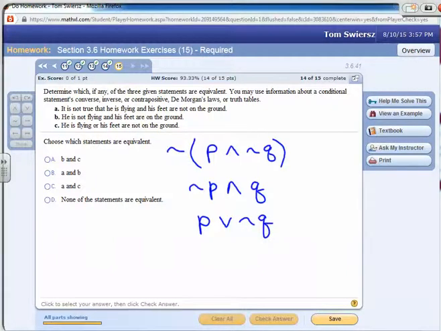So there's our three statements symbolized. P is he is flying, and Q is his feet are on the ground. So whenever there's a not, then it's a negation. So that's how I symbolized them.